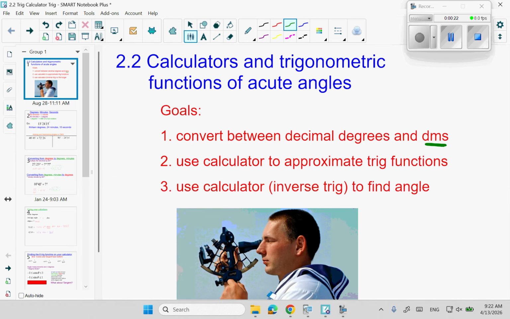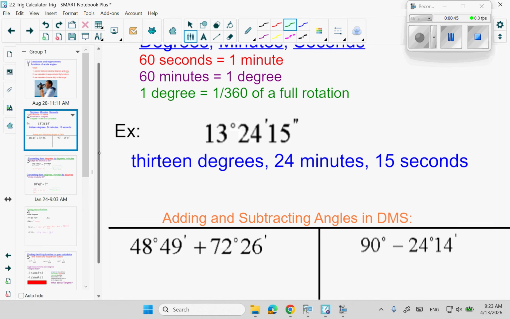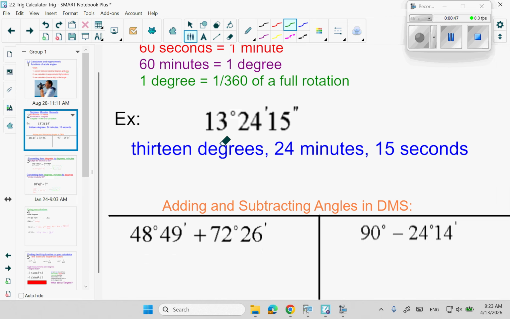So first, let's talk about degrees, minutes, and seconds. Degrees, minutes, and seconds is a different way to talk about degrees instead of degrees with a decimal point. So one thing to note is 60 seconds are in 1 minute. 60 minutes is 1 full degree. It's often used when we talk about latitude and longitude because it can be more precise. So, for example, this would be read as 13 degrees, 24 minutes, 15 seconds.